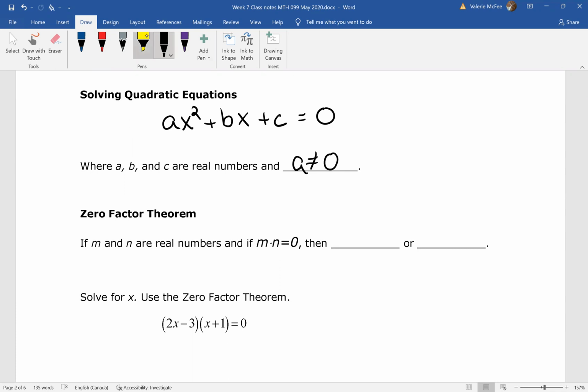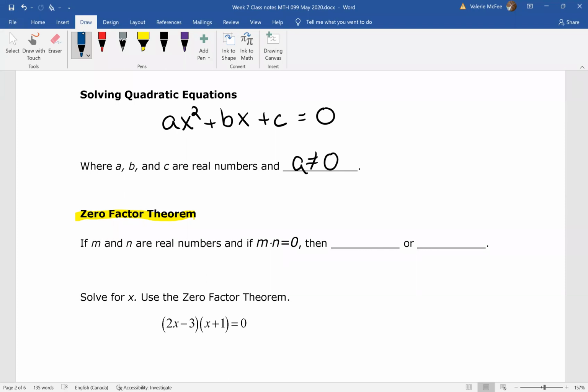If a equals 0, then this whole term would be equal to 0, and we'd be left with a linear equation. We've already talked about how to solve linear equations, so we want to have an x squared in all of our quadratic equations. Now, to solve quadratic equations, we're going to use what's called the zero factor theorem, where 0 is the important part of it here.